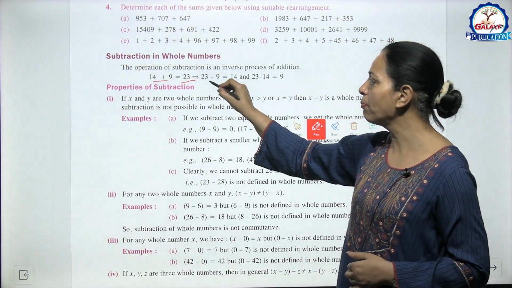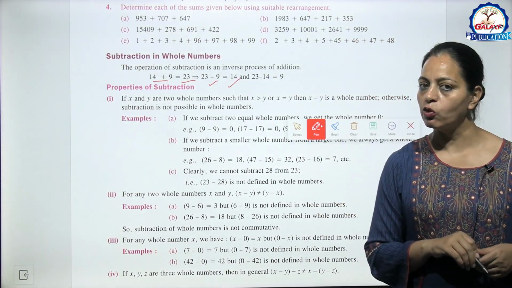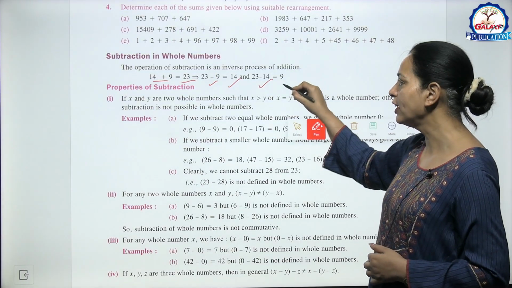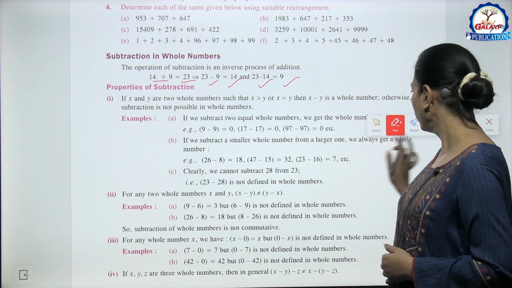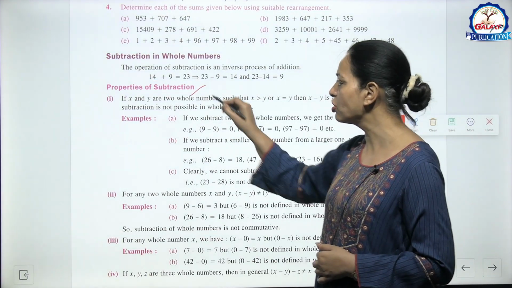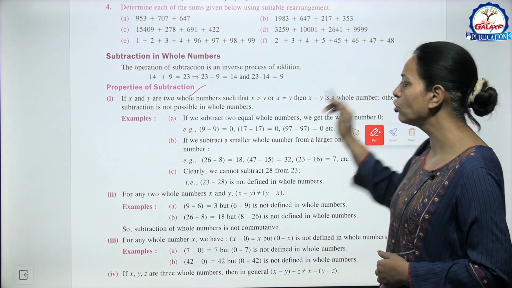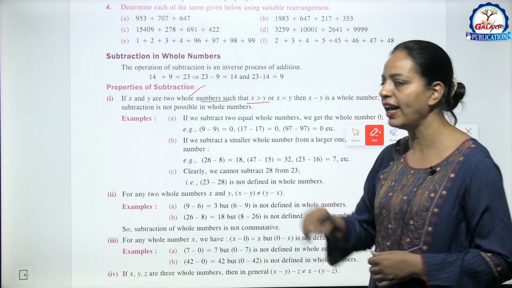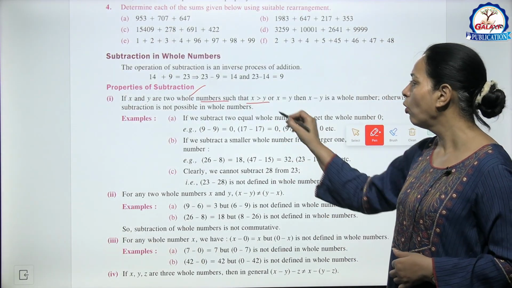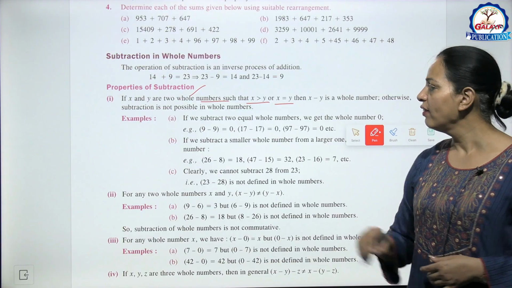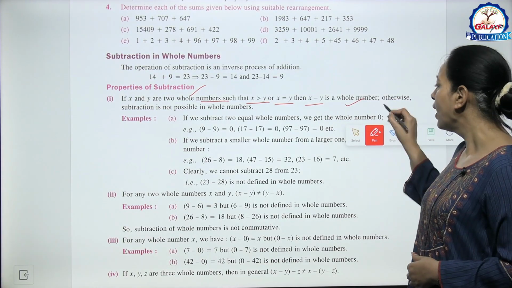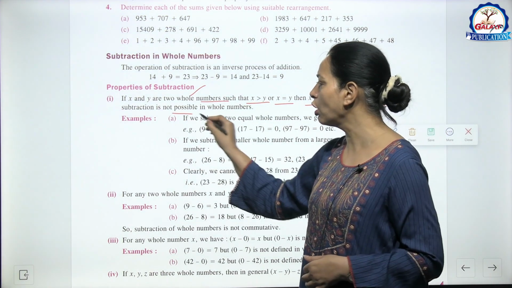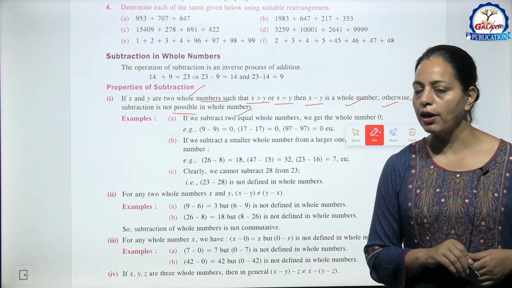And 23 minus 9, we will get 14, and 23 minus 14, we will get 9. Now we are talking about properties of subtraction. If x and y are two whole numbers such that x is greater than y or x equal to y, then x minus y is also a whole number. Otherwise, subtraction is not possible in whole numbers.